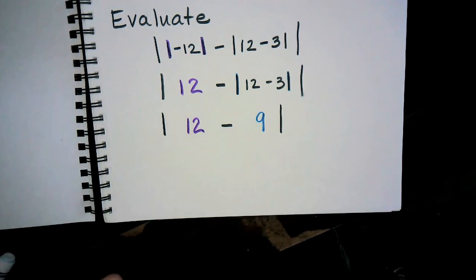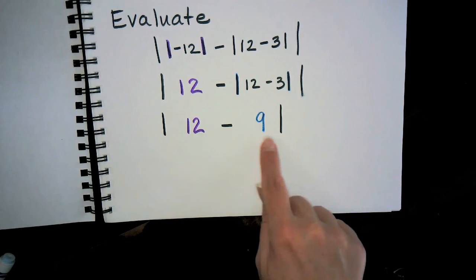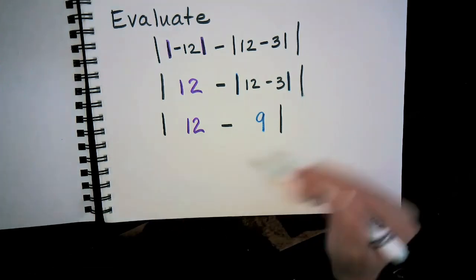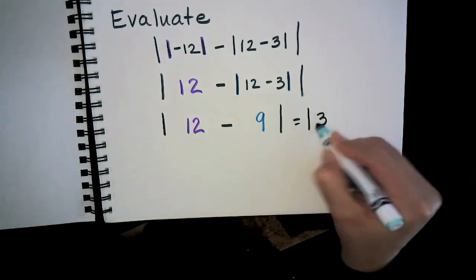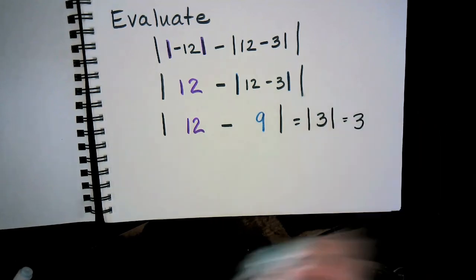And now we're ready to do inside of this absolute value, the one absolute value we have left. 12 minus 9 is 3. So we have the absolute value of 3, and the absolute value of 3 is 3.